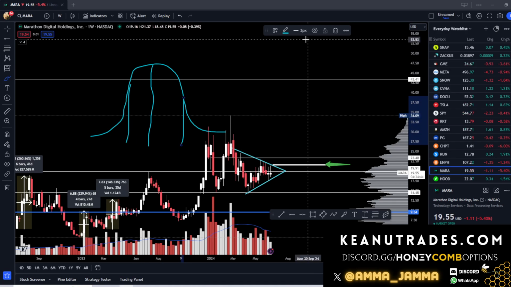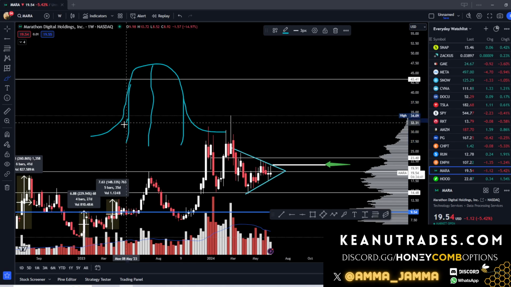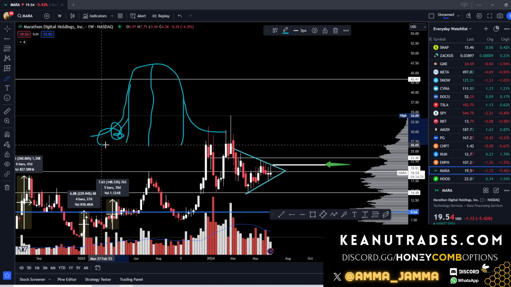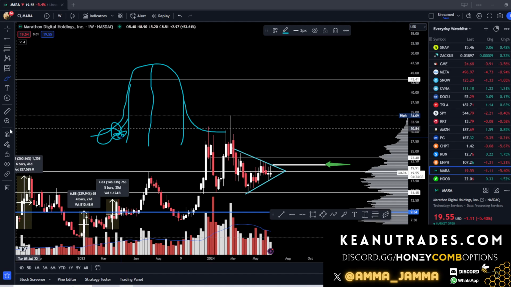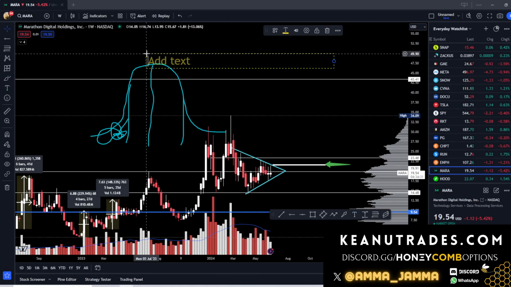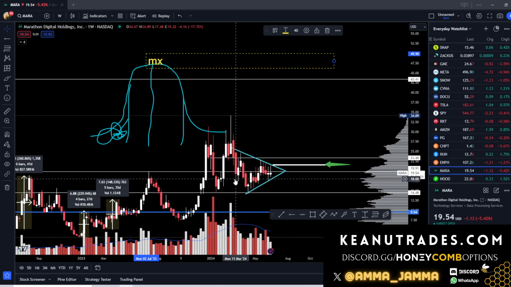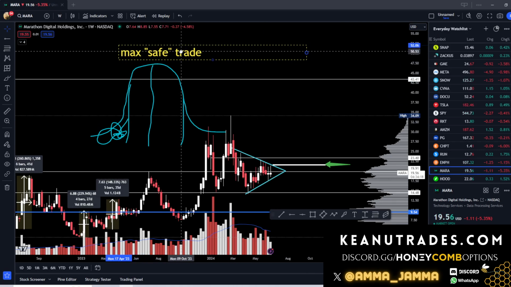You never, ever want to sell your contracts in this area here. And if you do, you're buying the wrong contracts. If this right here is our full max point, this is the max safe trade. Let's say max safe trade, because it doesn't mean that you can't hold it anymore and make more profits.